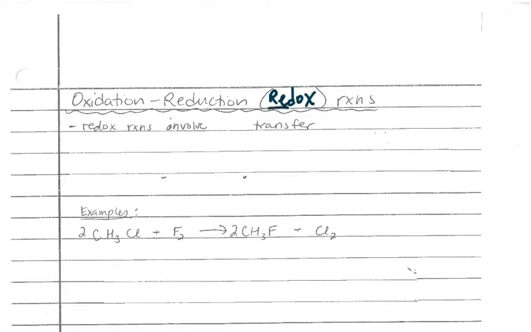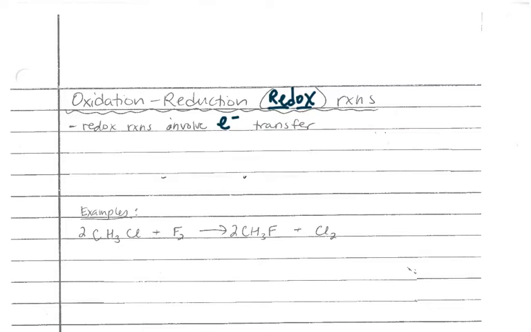Redox stands for reduction, oxidation. They always happen together. So redox reactions just involve transfer of electrons. Just like we had with acids and bases, which involve transfer of protons, right? An acid loses a proton and a base gains a proton. So similarly here, in oxidation, you lose an electron, and in reduction, you gain an electron.